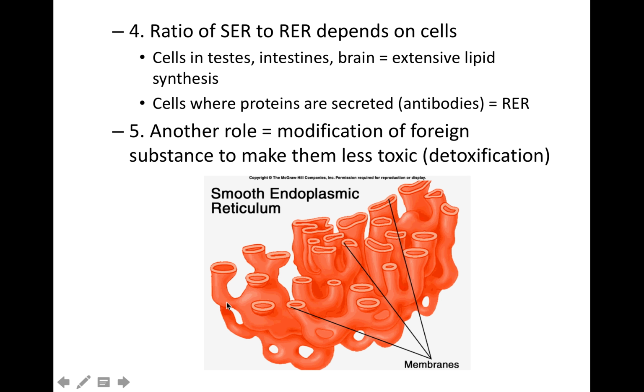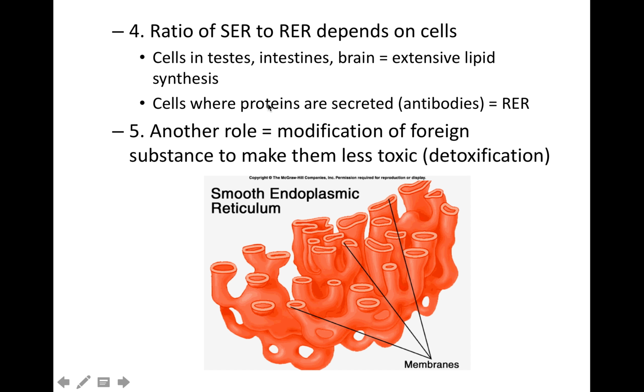The ratio of smooth ER to rough ER does depend on the cell. Cells found in the testes, intestines, and brain usually produce more lipids. And cells where proteins are secreted, like antibodies in the immune system, will have more rough ER than smooth.